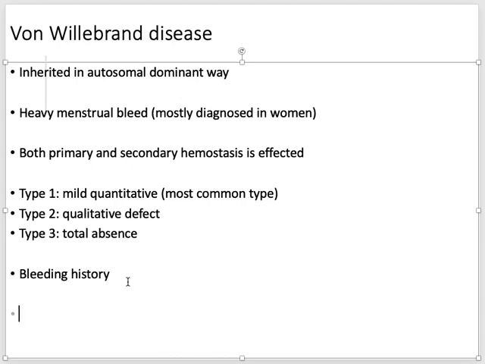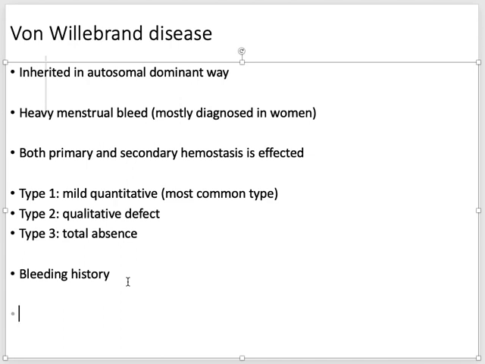How to investigate? Again, the same thing. You will check CBC, you will check platelet levels. Platelets are normal, so it means there is some other problem. When platelets are normal, what are the two main players in primary hemostasis? It is platelets or von Willebrand factor. So if platelets are normal, you must go and check von Willebrand factor, and then we can diagnose the condition.